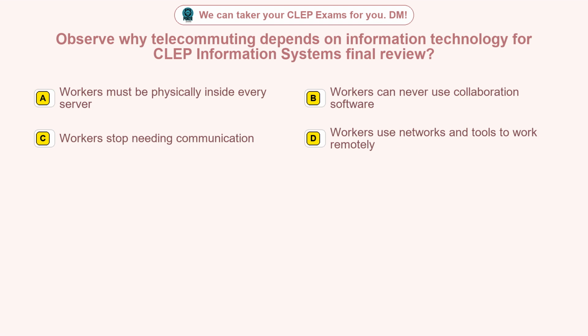Question 99. Observe why telecommuting depends on information technology for CLEP Information Systems final review. Option A. Workers must be physically inside every server. Option B. Workers can never use collaboration software. Option C. Workers stop needing communication. Option D. Workers use networks and tools to work remotely. The correct answer is option D. Workers use networks and tools to work remotely.